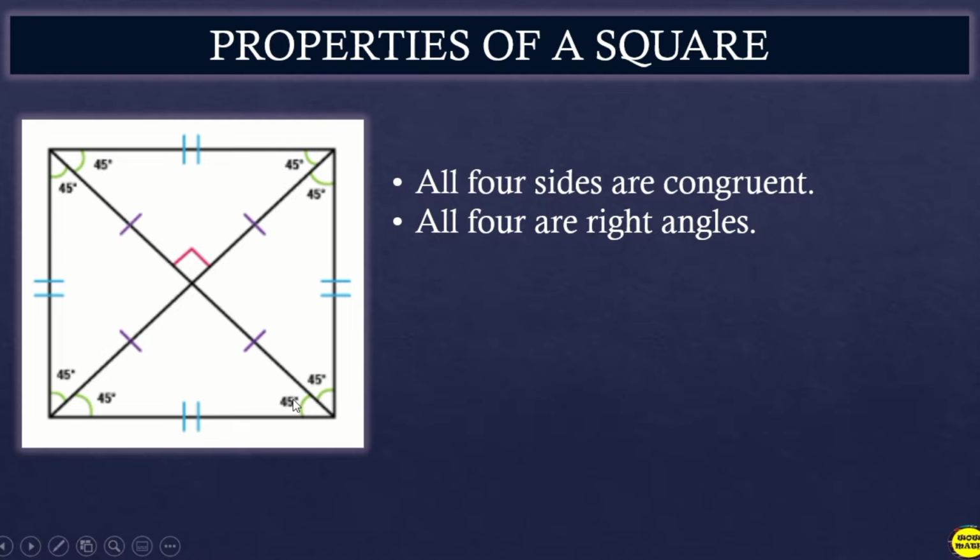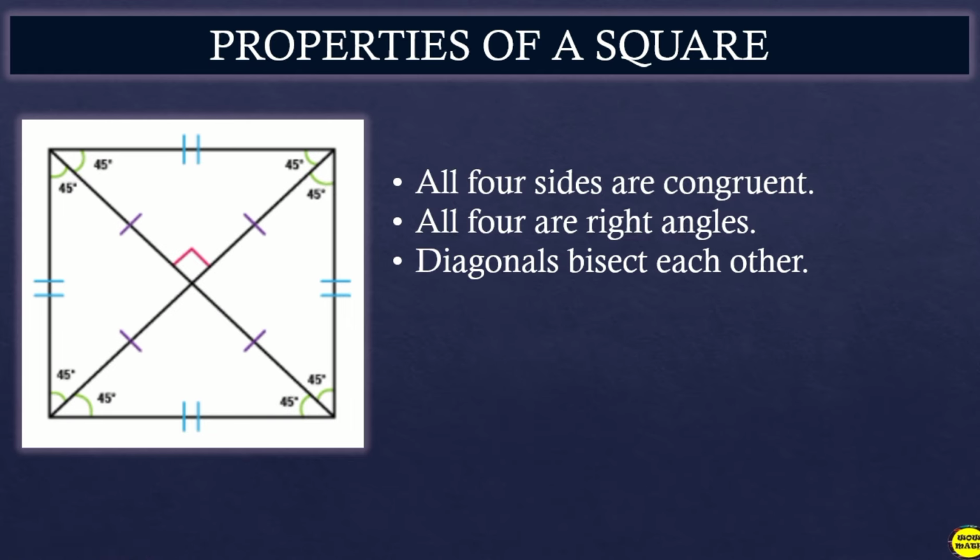Parang kagaya ng rectangle, di ba? Sa rectangle, yung all four are right angles also. So, sa square, tatandaan natin na yung four are right angles. And then, diagonals bisect each other. Sa square, yung diagonal niya ay bisect each other.